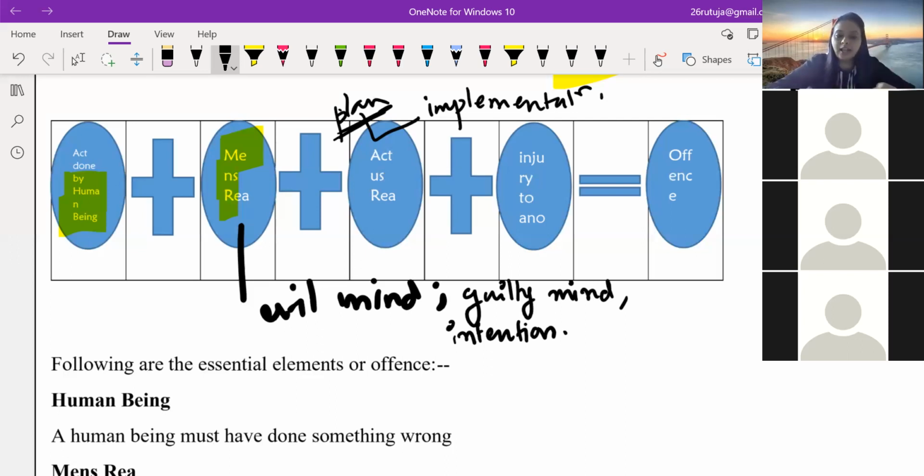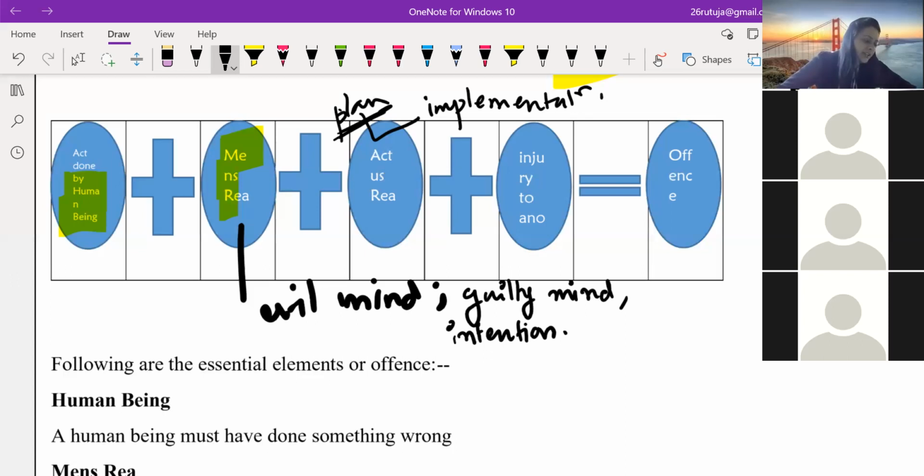There is going to be a lot of snatching, pulling each other. So somewhere you will be injured also. Injury can be physical, injury can be mental, anything. But there is some sort of injury to the person. So if all these 4 essential ingredients are satisfied, it results in an offense.